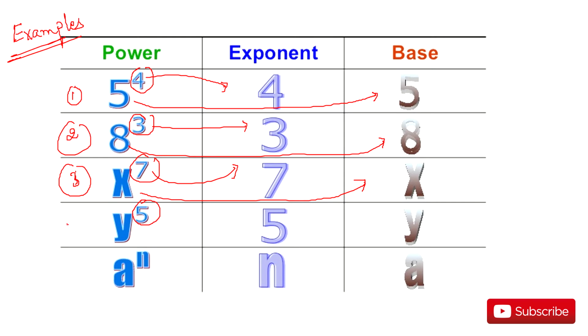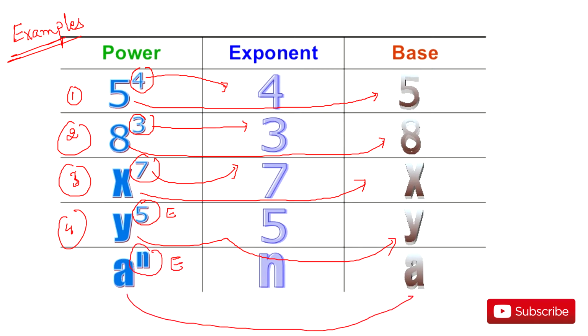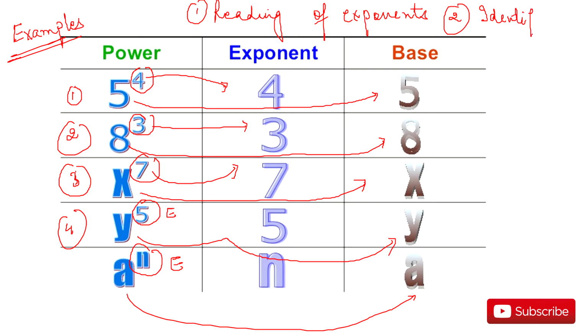Fourth example: a to the power n, where n is the exponent and a is the base. So here we have understood reading of exponents. We have covered two topics. First is reading of exponents and the second is identification of power, base and exponent. So these are two very important components to understand the topic of laws of exponents.